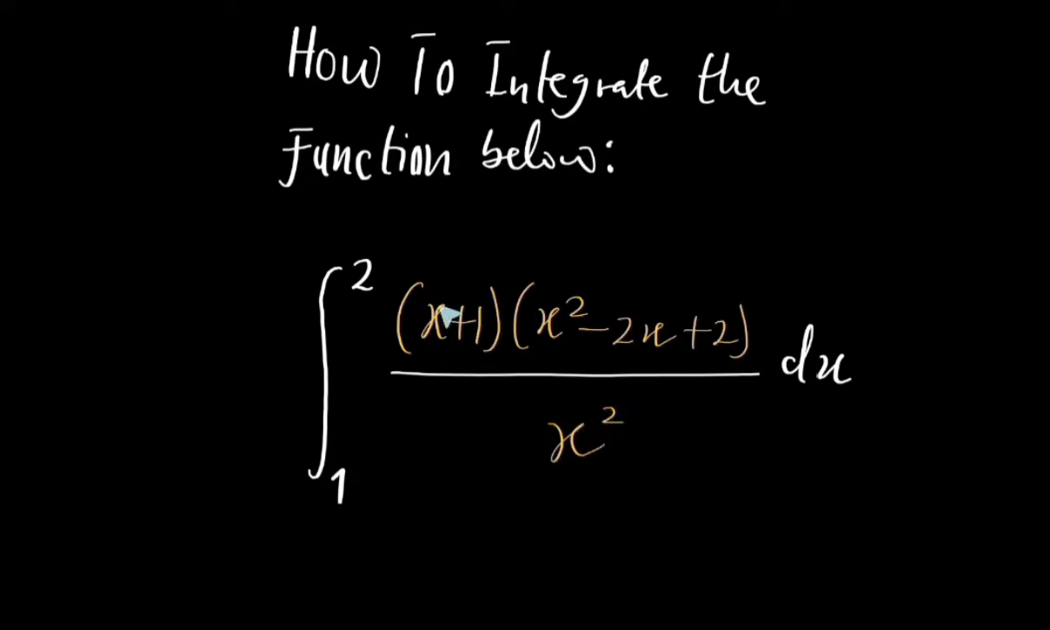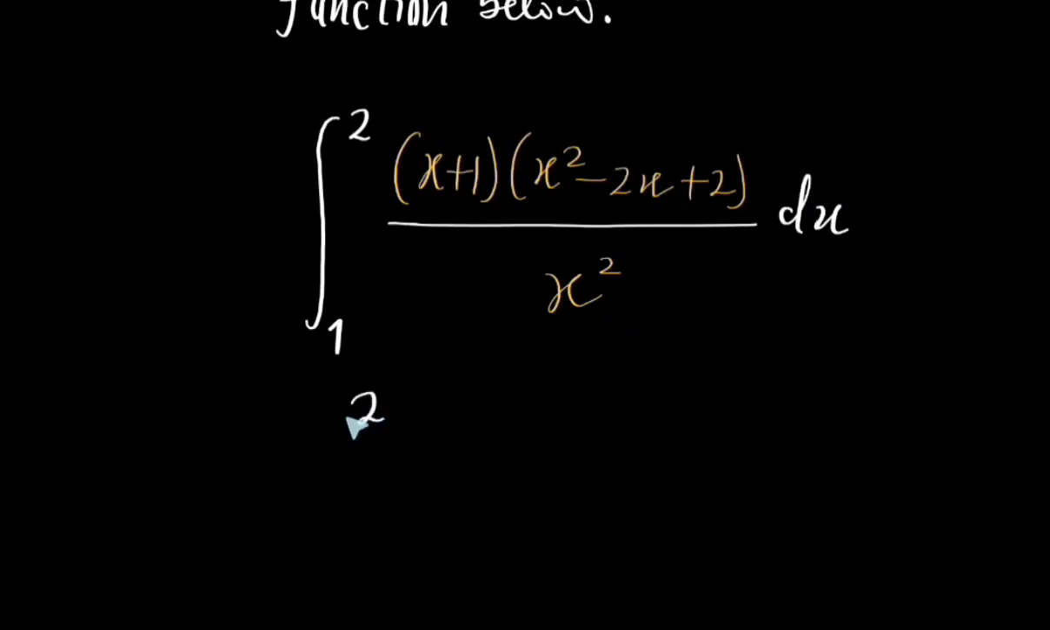Before we can integrate this function, we first need to expand this bracket so that we can deal with the integration. We multiply the whole of x by the whole of this expression, and we do the same with the 1. So we are going to expand the bracket. Here the integral sign has an upper limit of 2 and a lower limit of 1, and we are expanding these two brackets.